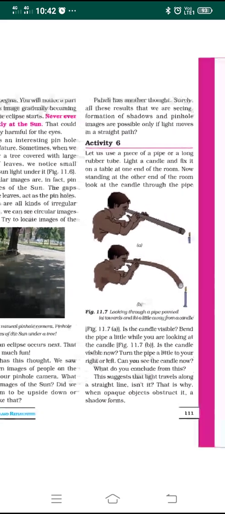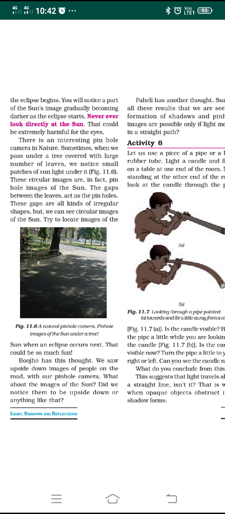Before that, there are some discussions going on. Bujo has thought that we saw many upside down images of the people on the road with our pinhole camera. So what about the images of the sun? Did we notice them to be upside down or anything like that? You have to think about that.